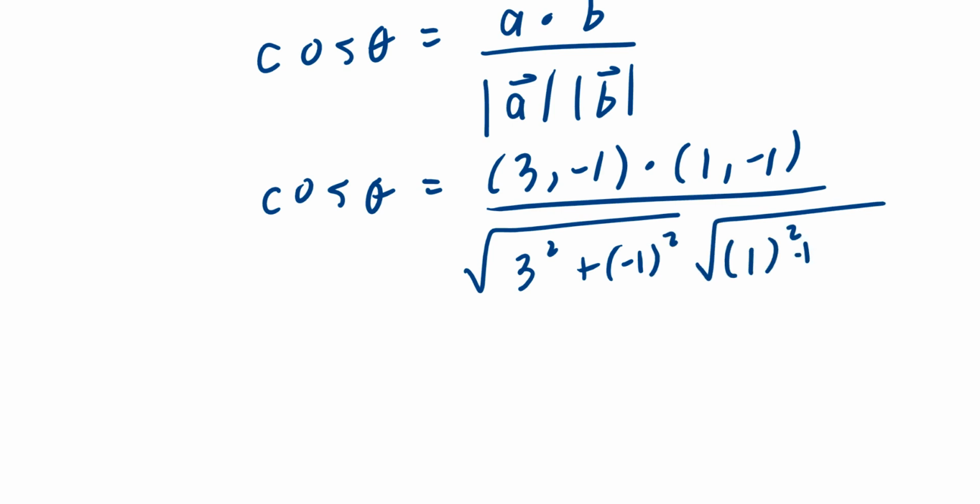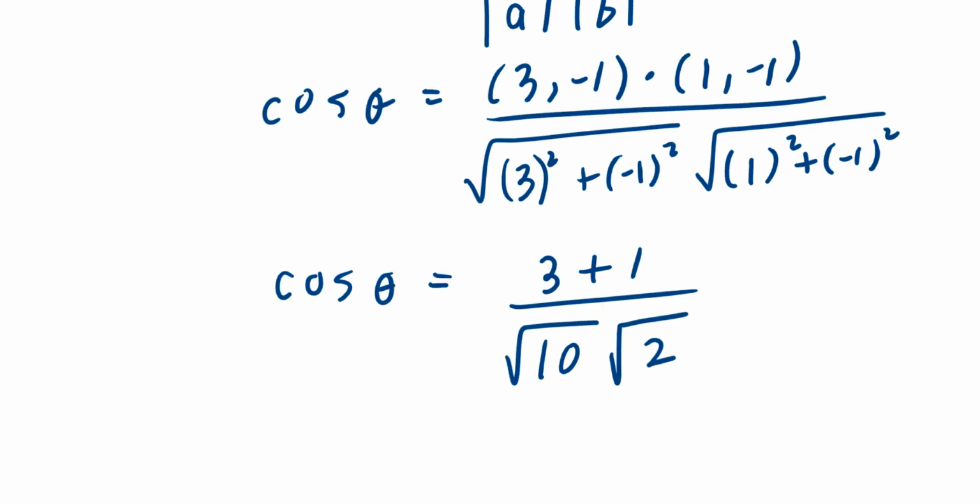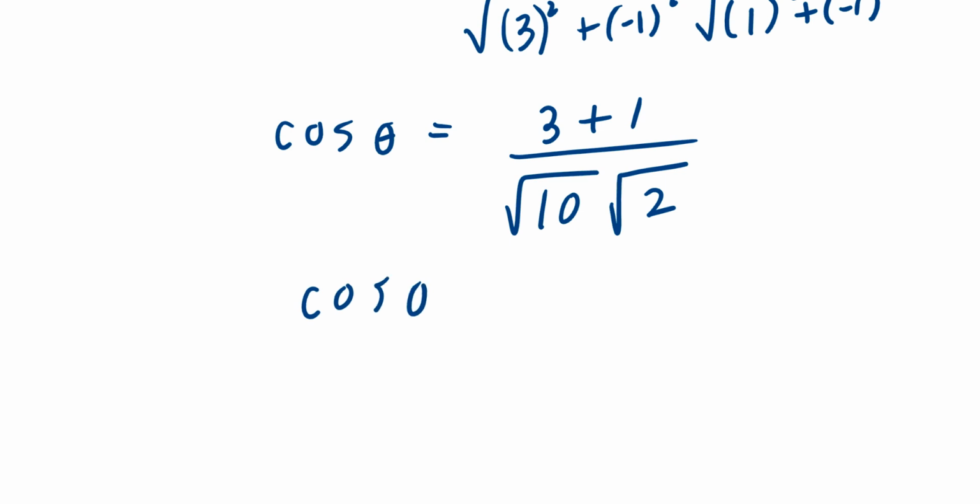Don't forget brackets. I can put brackets here as well. Now make sure your calculator is standing by in degree mode. We're going to work this out together, you and I, one team with one goal. When you take the dot product, 3 times 1 is 3. -1 times -1 is +1, divided by the square root of 3 squared, which is 9, plus (-1) squared, which is 1, so the square root of 10, times the square root of 1 plus 1, which is 2. Which means cosine theta equals 4 divided by the square root of 20.